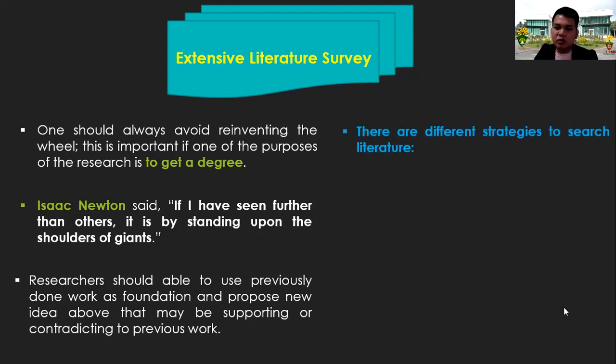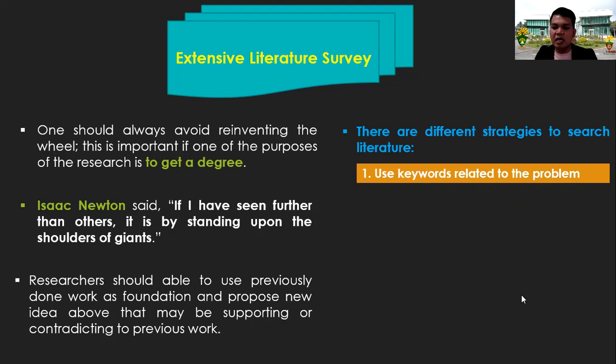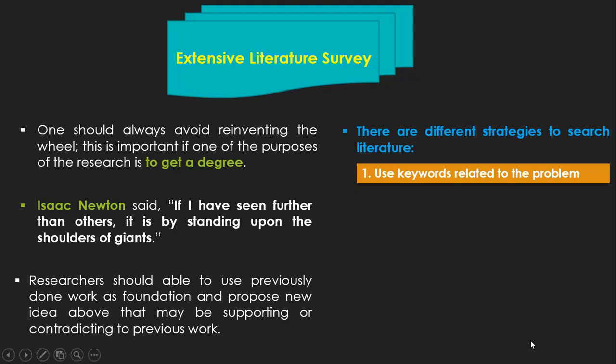There are different strategies to search literature. When you say strategies, these are techniques. So there are different techniques in literature survey. First is to use keywords related to the problem. If your problem is all about non-destructive assessment of pineapple, your keywords may be like non-destructive pineapple, and then in your methods you use image processing.